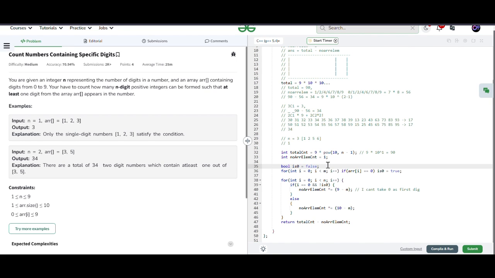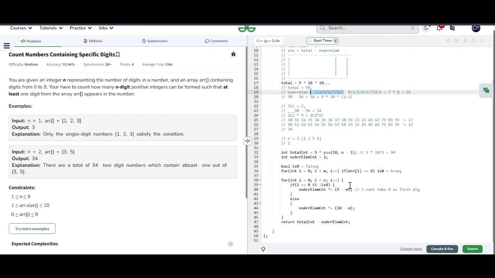Basically, there is one edge case: if 0 is present in the array itself, then the calculation changes. For this calculation, I assumed for the first digit there are a total of 9 possibilities, out of which 2 possibilities I removed, that is 3 and 5. So in total I was left with only 7 possibilities. But what if 0 is itself present in the array? Then I have in total 10 possibilities, out of which I will remove the size of the array directly. So I don't need to count each of the digits.